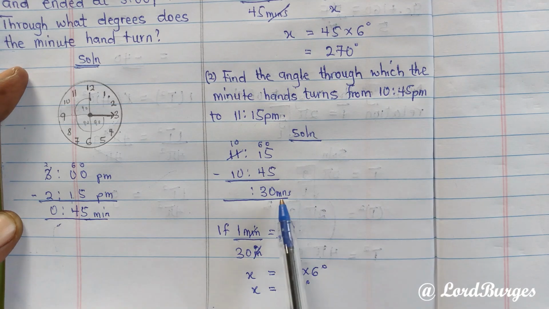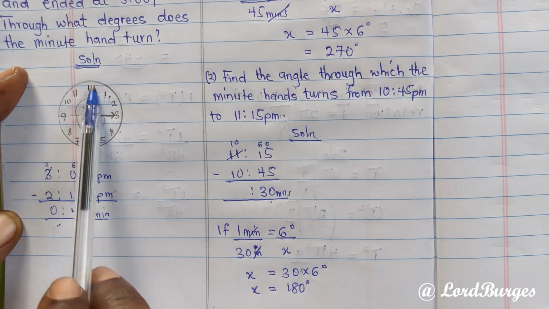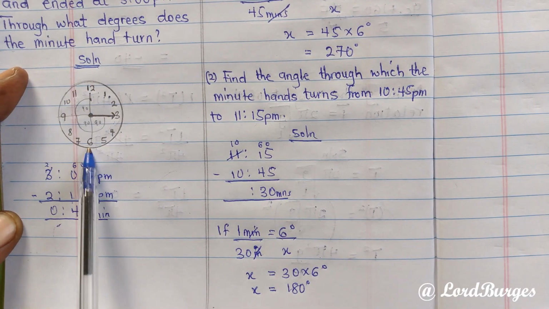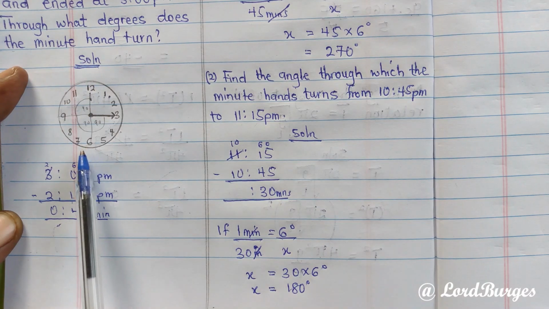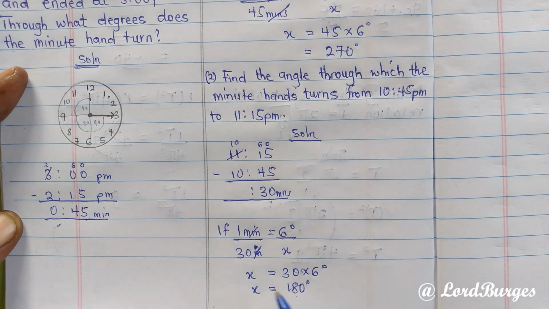And you can see that 30 minutes is half of the clock. And it is true also that 180 is half of a complete circle, that's a semicircle. So that tells you that the answer here is right.